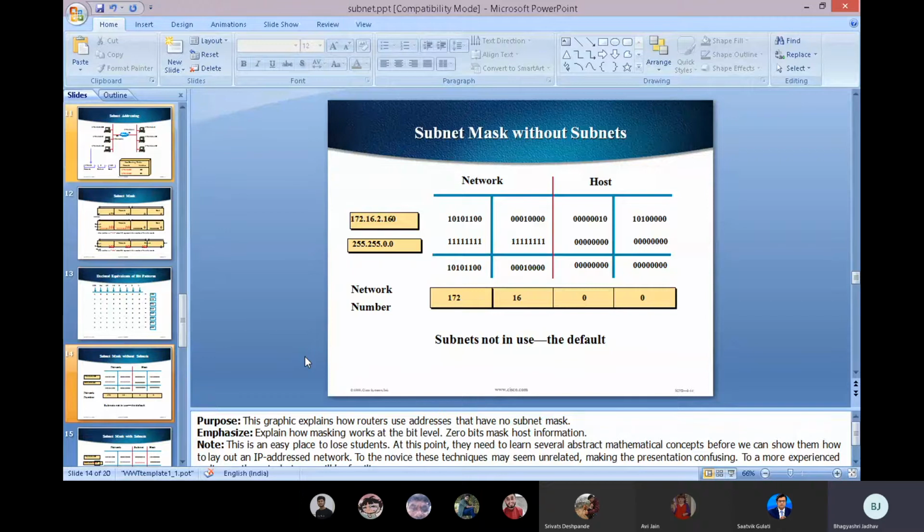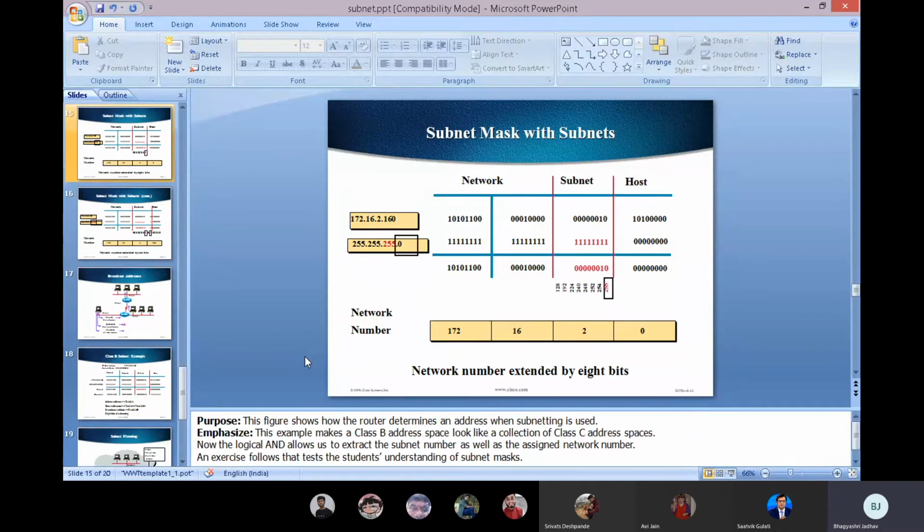Then see, when we are using a subnet, what can we do? We divided that network. How did we divide that network? The last one is 0, but the second is 255. The network number is 172.16.2.0.